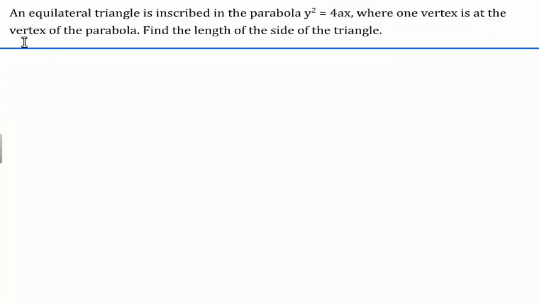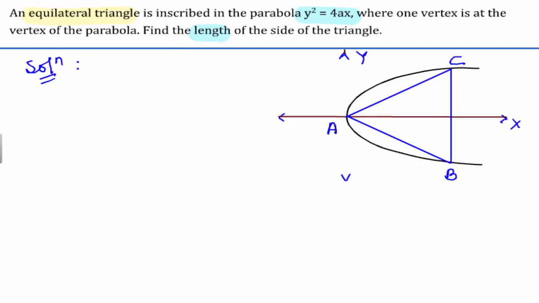In this question we are given that an equilateral triangle is inscribed in the parabola y square is equal to 4ax, where one vertex is at the vertex of the parabola. Find the length of the side of the triangle. Let's begin with the solution, and first let us draw the figure with the given data. Now let, in this figure, this be the parabola, and let the vertex A of the triangle ABC coincide with the vertex of the parabola, and let B and C be the other two vertices of the triangle.